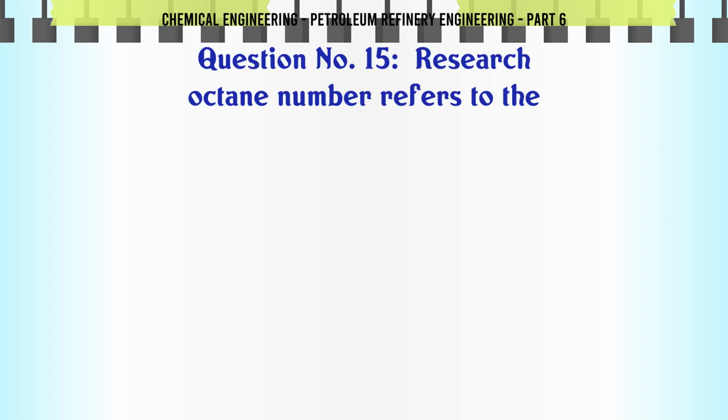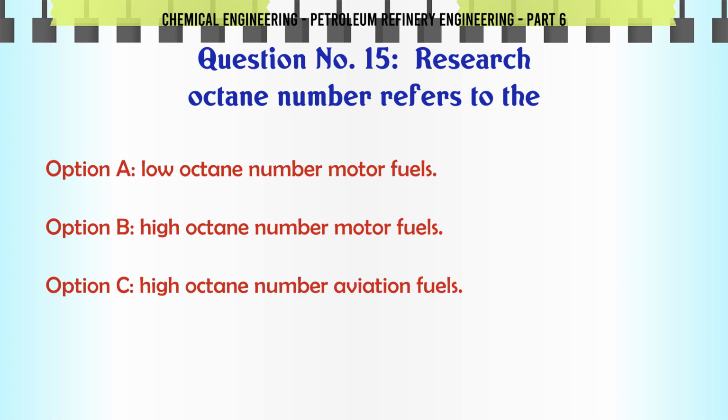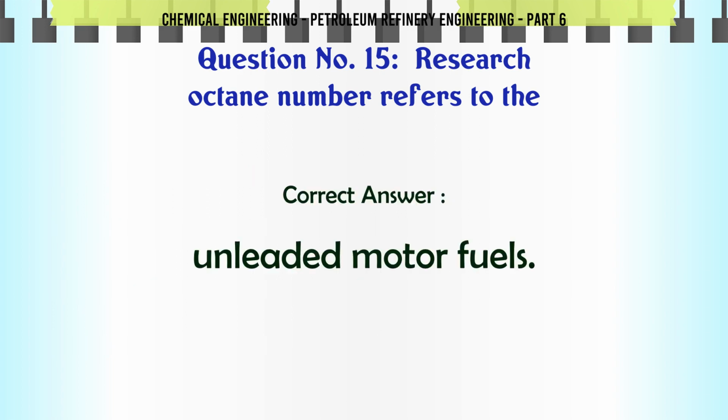Research octane number refers to the A. Low octane number motor fuels. B. High octane number motor fuels. C. High octane number aviation fuels. D. Unleaded motor fuels. The correct answer is unleaded motor fuels.